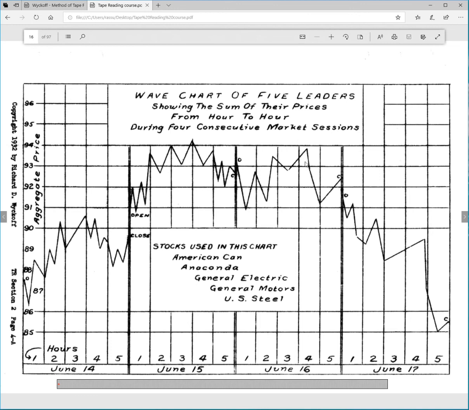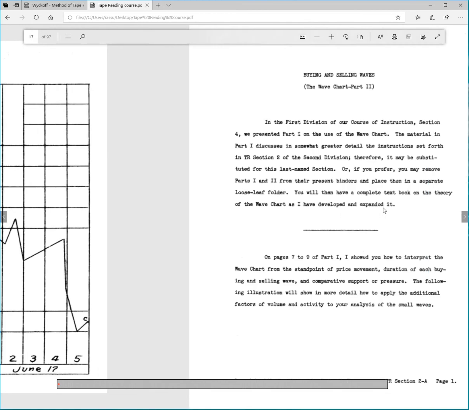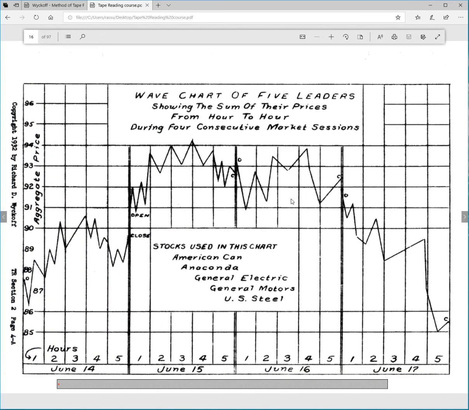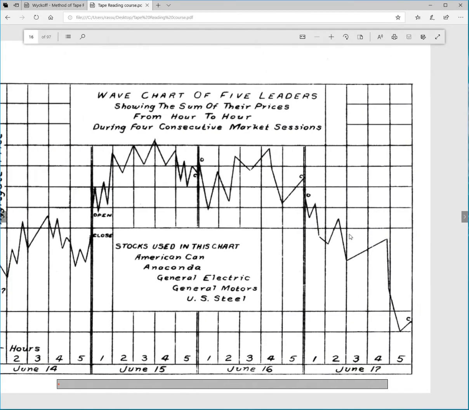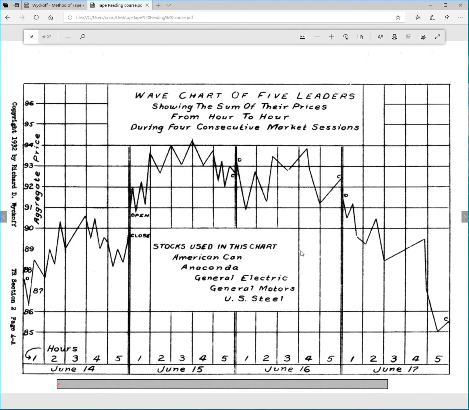So, wave chart of 5 leaders. And also, when software is being used, you could even create an equal weighted one. He's just adding it up, but it could be equal weighted also, 5 leaders, so that one high price stock isn't dominating the wave chart.